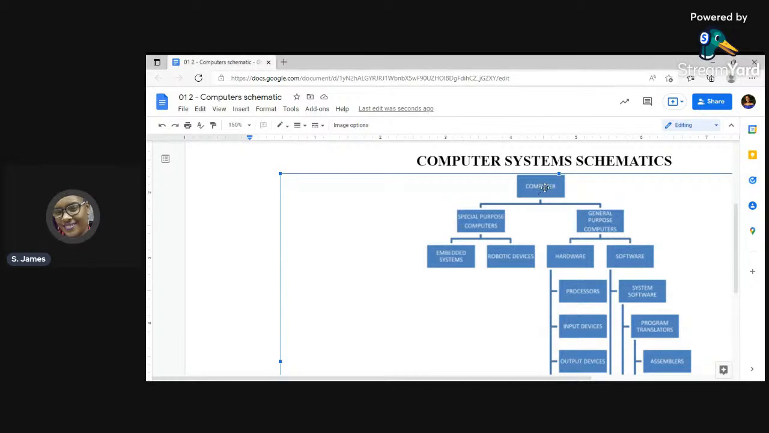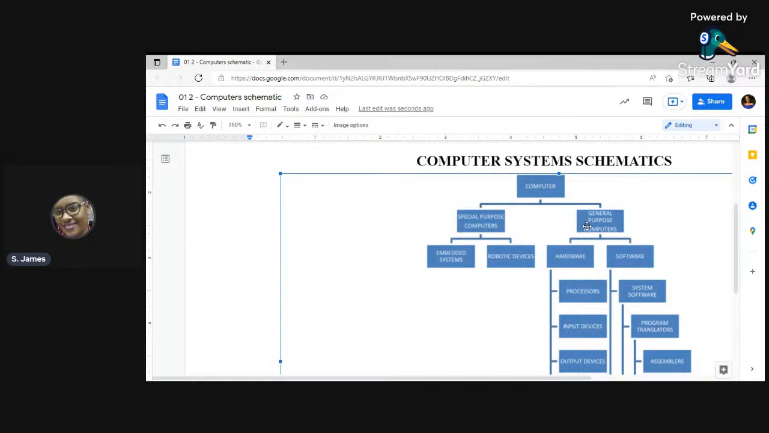Right. So at the top, we're seeing the computer, right? And then computers fall in two categories. You have special purpose computers and you have general purpose computers. The special purpose computers are designed to carry out specific tasks, right? They are not as advanced. They are very much different from the general purpose.